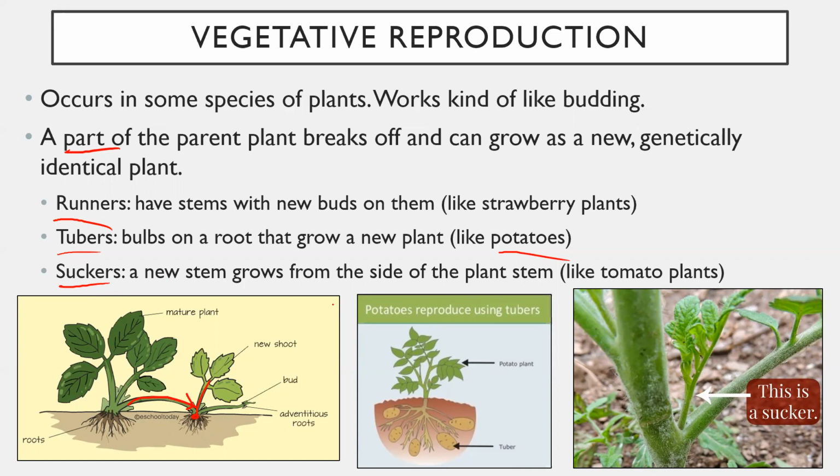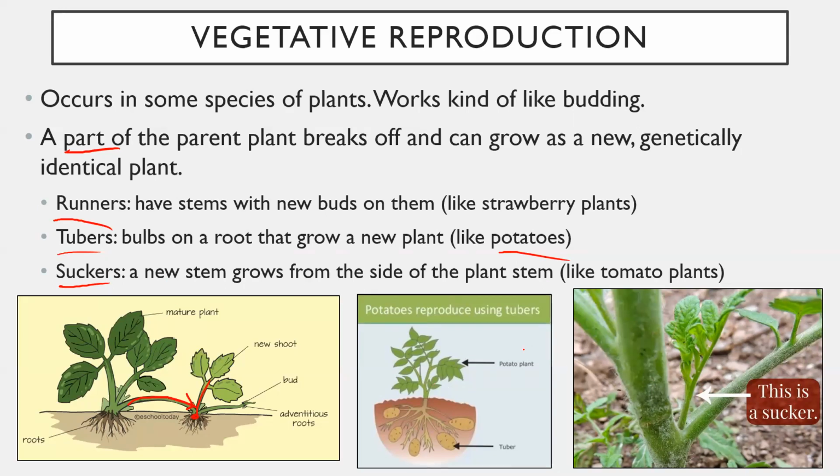Now, the last kind is called a sucker. A sucker is a new stem that grows from the side of a plant stem, kind of like tomato plants. And I'll be totally honest with this, I've never tried this. I didn't know this before I started teaching this course, but with tomato plants, apparently, some of the part of the plant stem is called a sucker. And if you were actually to detach that and plant that piece of it, it would grow a new tomato plant. The more you know, right?